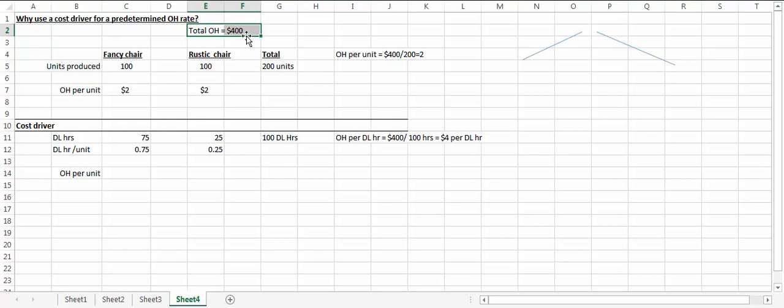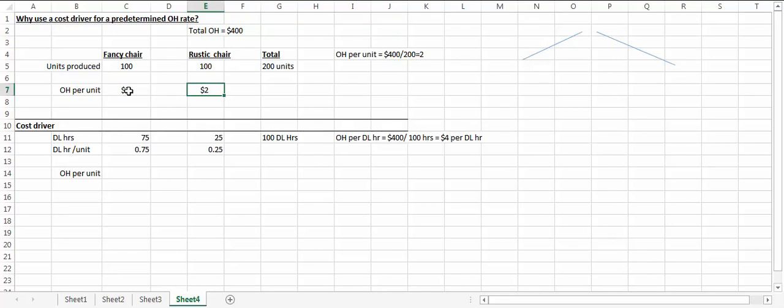One simple approach to allocate this overhead, which by the way includes electricity, depreciation, indirect materials, indirect labor, and many other overhead items related to the manufacture of the product. If we take these $400 and allocate them to each chair, we could take a real simple approach and say, okay, divide the $400 by the total number of units produced and come up with $2 per unit. So I would allocate that as such, $2 here and $2 there.